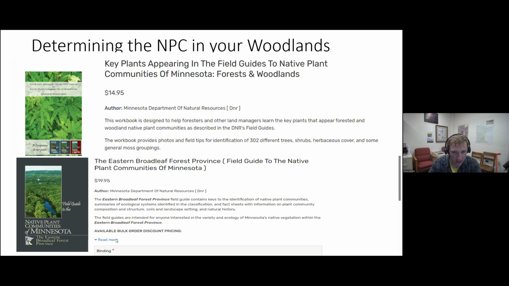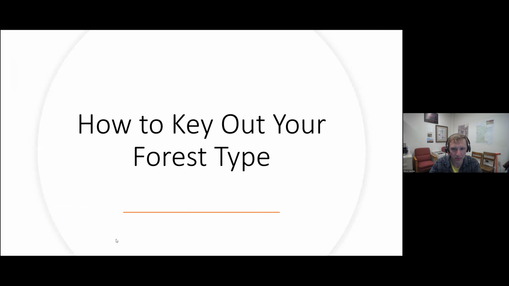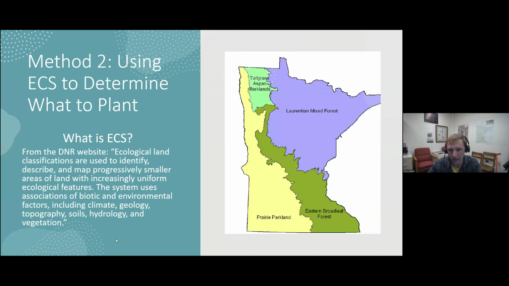This book is the key. This is the actual book you use to key out and figure out what kind of forest type you have. You do need to know your province. There are 3 of these books. One's for the eastern broadleaf, and then one's for the Laurentian. You need to figure out where you fall on that, and then make sure you get the correct book. To find your correct book, you just need to know which kind of forest you've got, and then there's a corresponding book that goes with it. So figure out where you are on the landscape: there's an eastern broadleaf, a Laurentian mixed forest, and a tallgrass aspen.